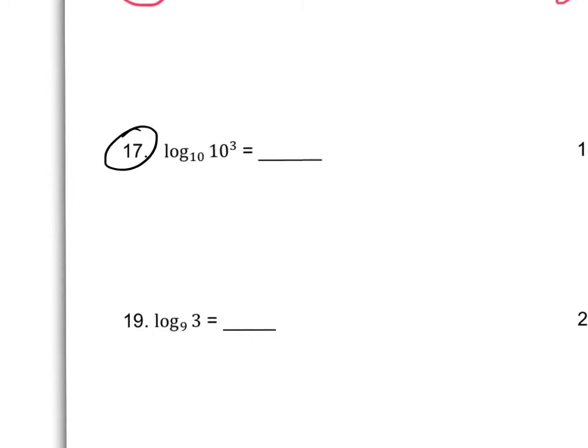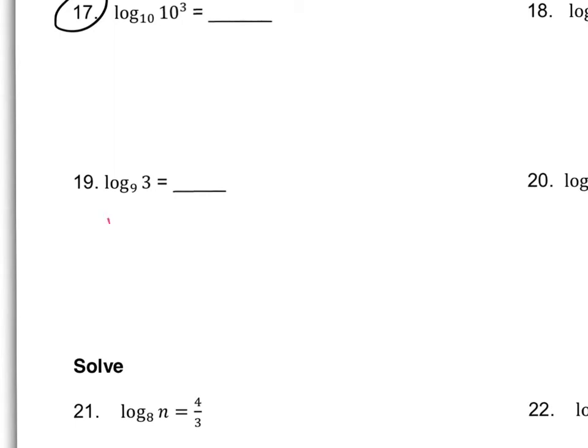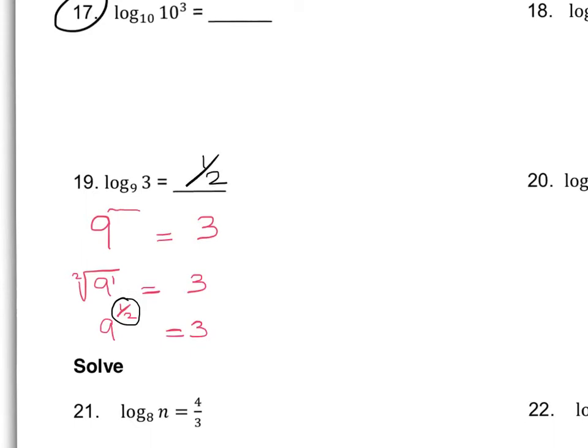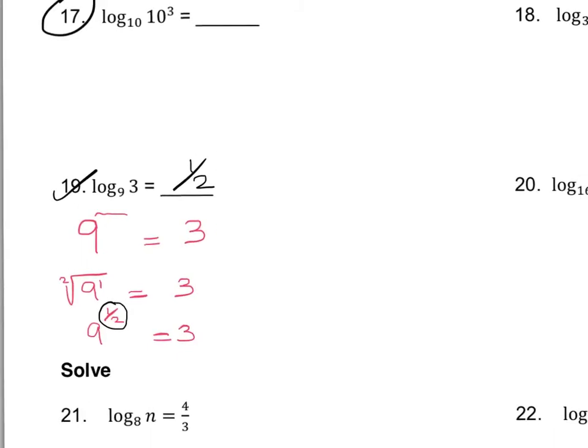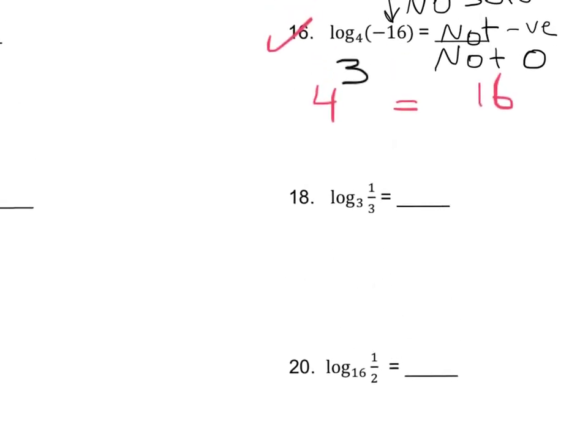I'm going to try to do 19 with you. Now, 9 to the power what would give you 3? To get from 9 to 3, what do you do? You need to take the square root of 9 to get 3. If I want to change a square root into a power, remember the root is like a 1 over 2. So 9 to the power half gives you 3. So log of 3 base 9 is half. You got it? So we did 19. I want you to try 16 and 18 on your own.